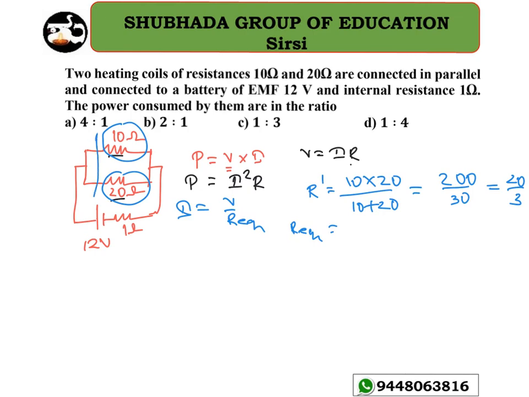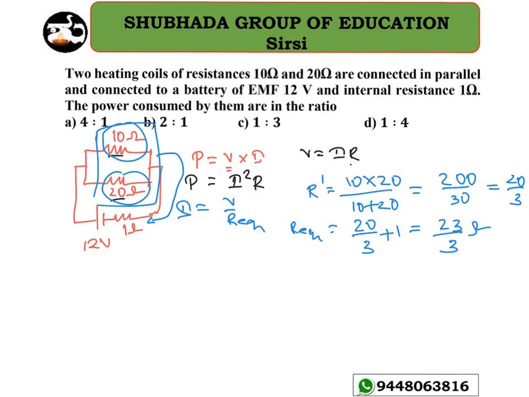So the R equivalent must be, this combination, the parallel combination of the 10 ohm and 20 ohm, is connected in series with the 1 ohm resistor. So that's the reason why the equivalent is 20 divided by 3 plus 1, that will become how much? 23 divided by 3 ohm is the equivalent resistance now.